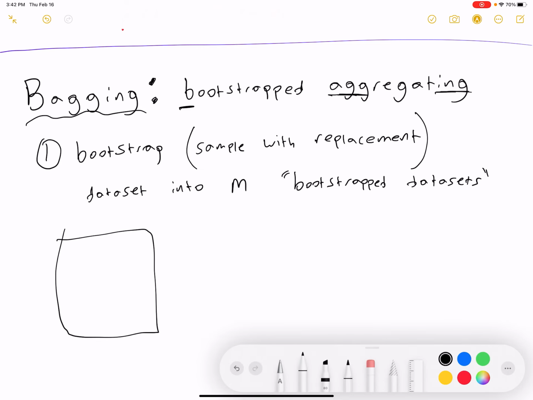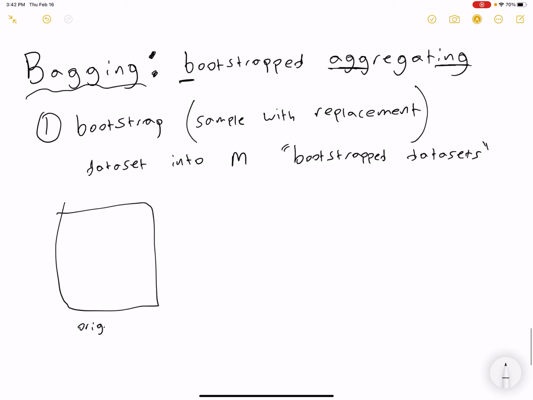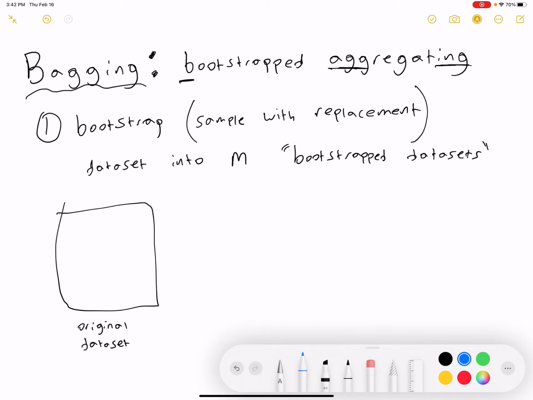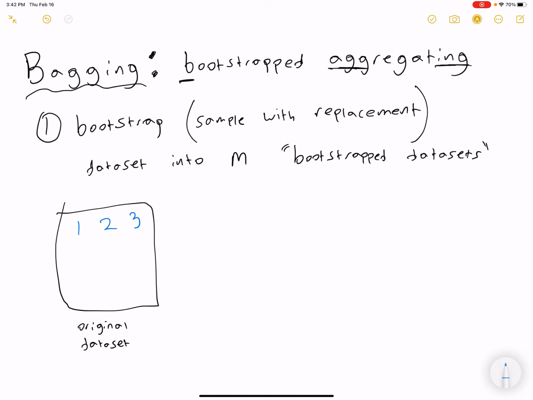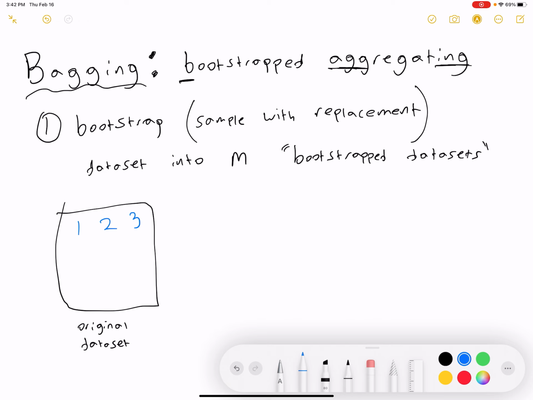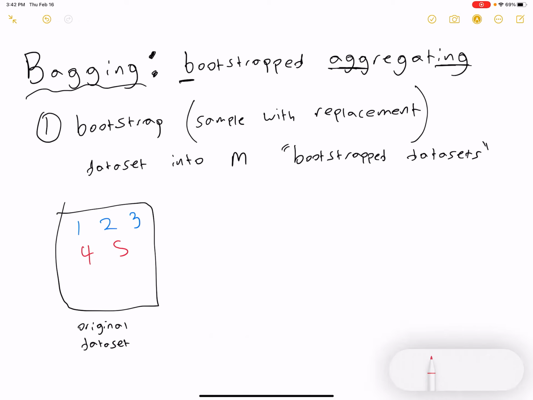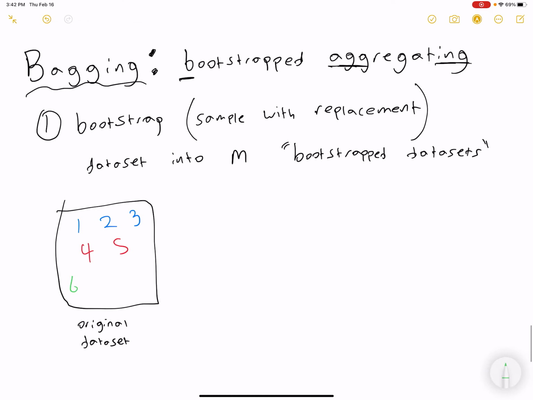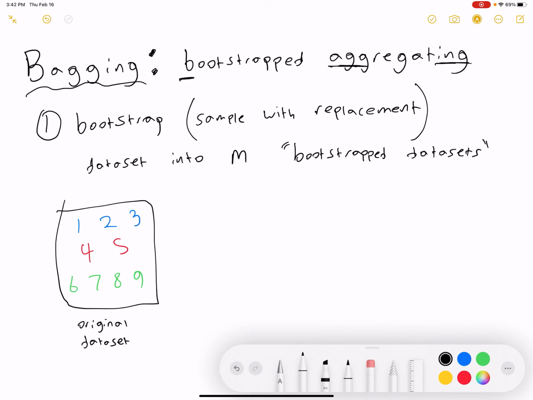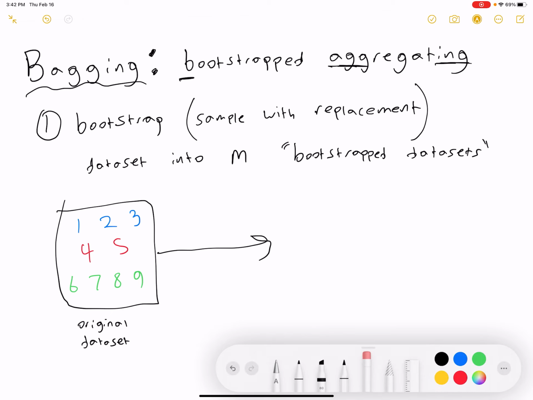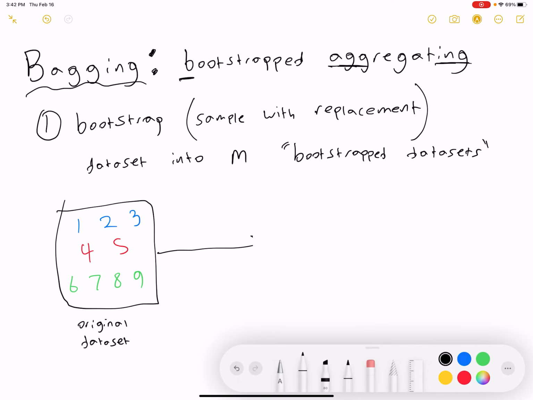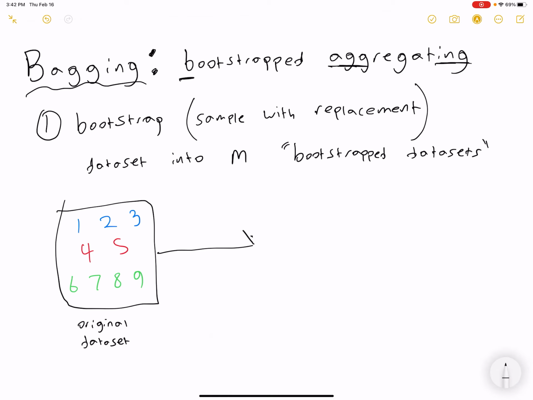Let's say this is your original data set, and I'm going to draw the colors as the output class, although it's not super important. I'm just labeling the points 1, 2, 3, 4, 5, 6, 7, 8, 9. So 9 data points in the original data set. And after bootstrapping, sampling with replacement multiple times, we might get bootstrap 1.